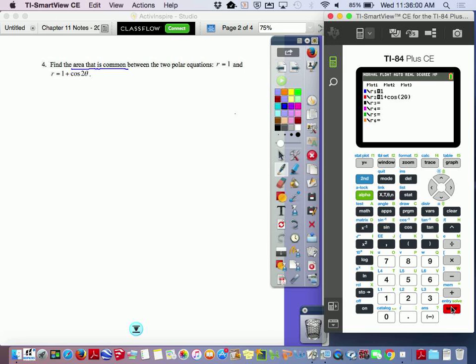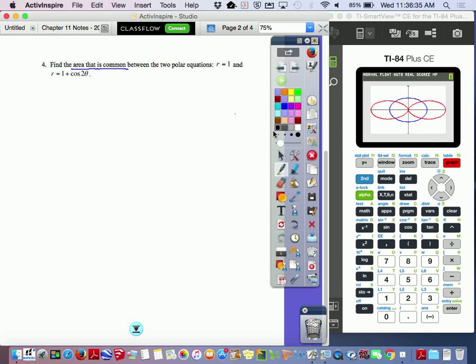Okay, now I set my window up. Now remember, we're graphing in degrees, computing in radians. So I set my window up in degree mode, so it's going from 0 to 360. When I graph it, clearly I get something super small, so I'm just going to change my window here so I can have a little bit better look on it. Much better. So we're looking for the area that they have in common.